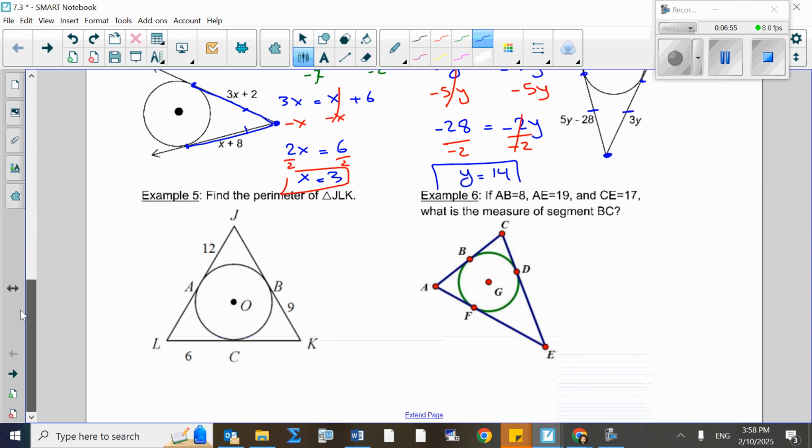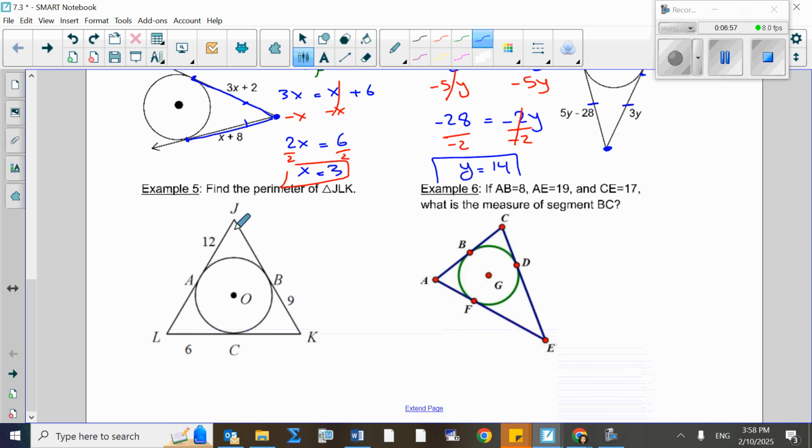Okay. So here we want to find the perimeter of this triangle. As you know, in order to find the perimeter, we need to know all the sides and add them together. But only some parts of the sides of the triangle are given. But also, I know that at point J, I have two tangent lines going from here to this point and this point. So I know that these two are equal to each other because they're tangent lines coming from one point. So if this is 12, this is also 12.